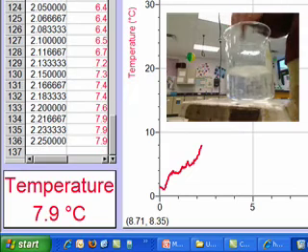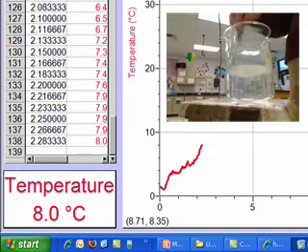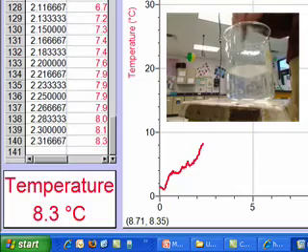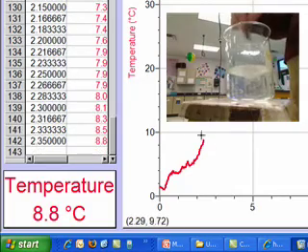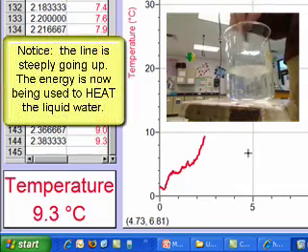So we should see a pretty steep increase in the temperature of this water now that all the ice is gone. Yeah, I can see that line. It's going up and up and up, isn't it? Look at that, a lot faster than when it was undergoing its phase change. Going straight up.